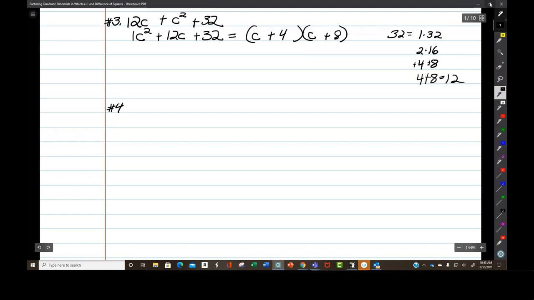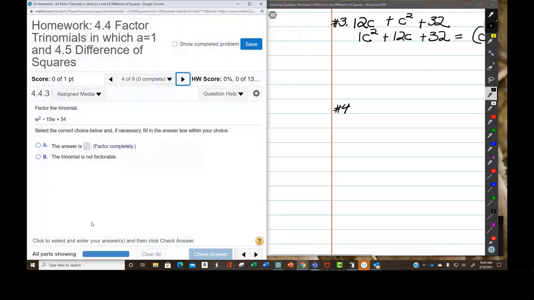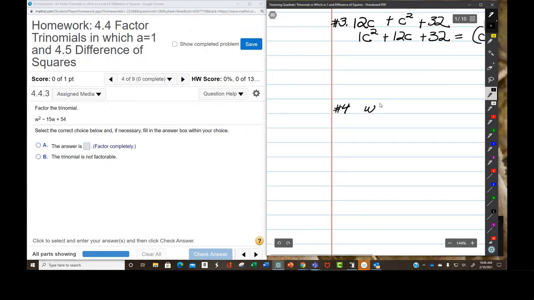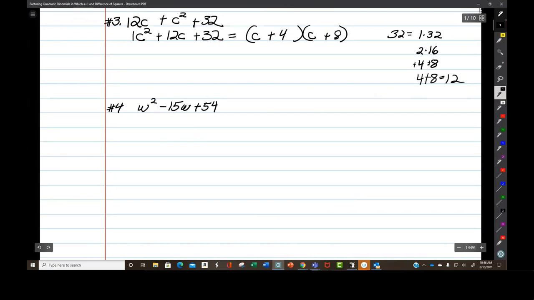Go to number 4. Here's another one. W squared minus 15W plus 54.